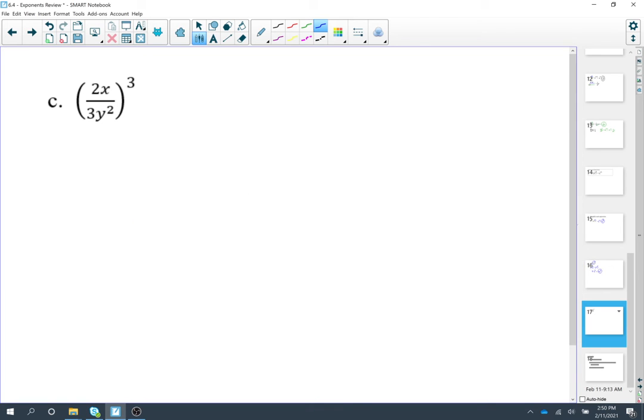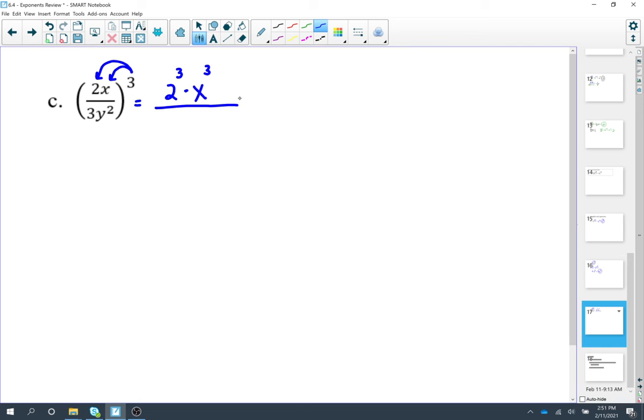Letter C, we're going to put everything together. So this time we have a quotient, we also have a power, we also have a product. When we do this, first I'm looking inside. If there were anything in here to simplify, we could definitely simplify it first. There's not. So we're going to take our 3, we're going to distribute. First of all, you have to give it to everything in the numerator. So you have to give it to the 2, and you have to give it to the x. So what that's going to look like is 2 to the 3rd power times x to the 3rd power.